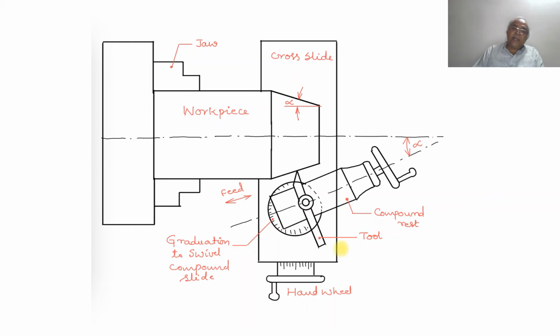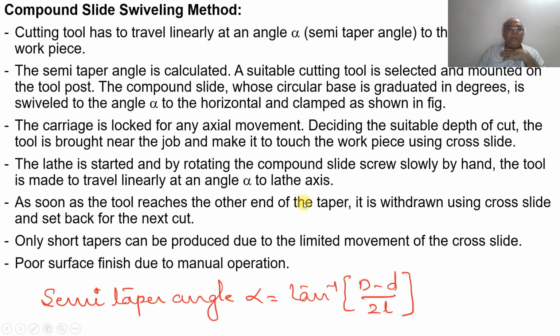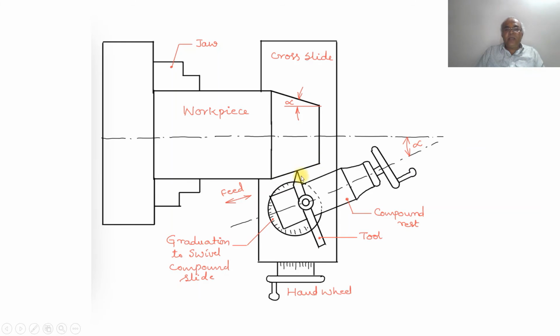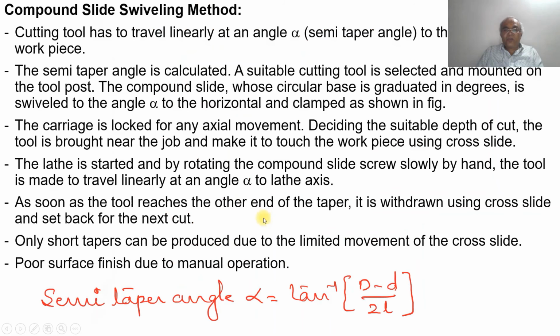The compound rest is graduated in degrees, so once you get that angle, you swivel the compound rest by that angle, adjust the nut here, and tighten the nut. Once you do that, the carriage is locked against axial movement. Deciding the suitable depth of cut, the tool is brought near the job and made to touch the workpiece using the cross slide. Initially the tool will be at this particular position, and then by using the cross slide you make the tool touch here and then lock the cross slide.